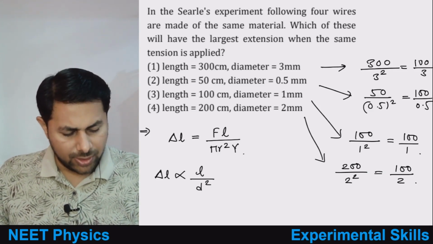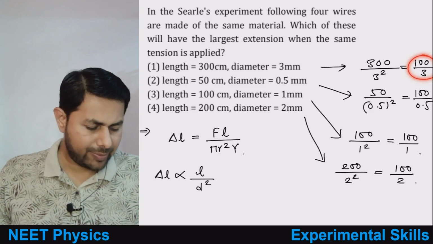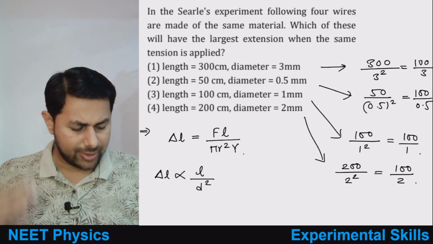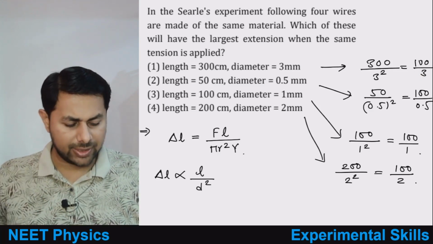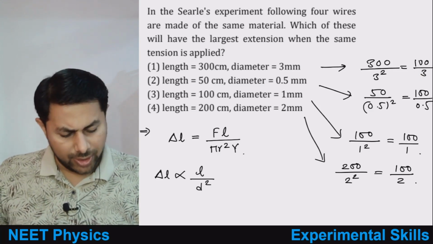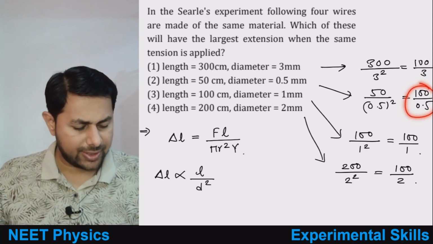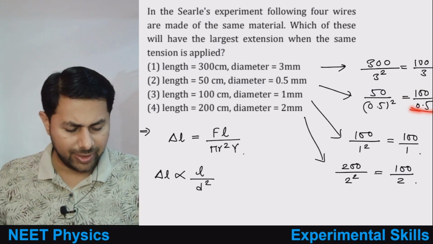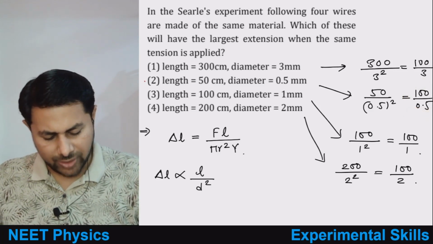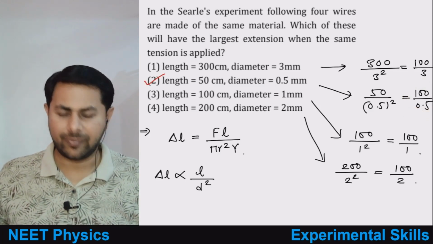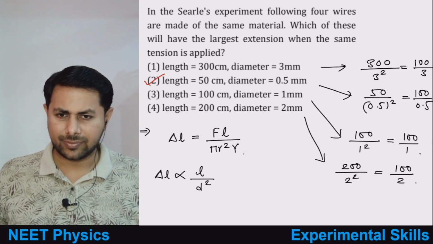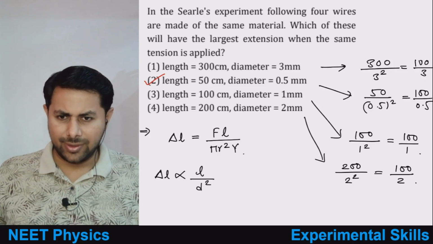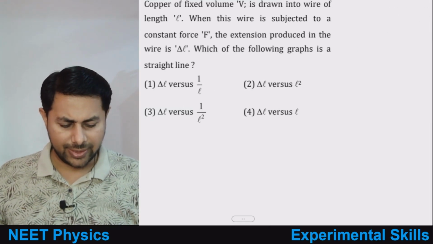So in which case is this fraction largest? If the denominator is more, the fraction would be small. If the denominator is less, the fraction would be more. So I guess in the second case, 100 divided by 0.5, this one would be largest. So the extension will also be largest in the second case. This thing is clear, right? It's simple. Okay, good. Let's see the next one.